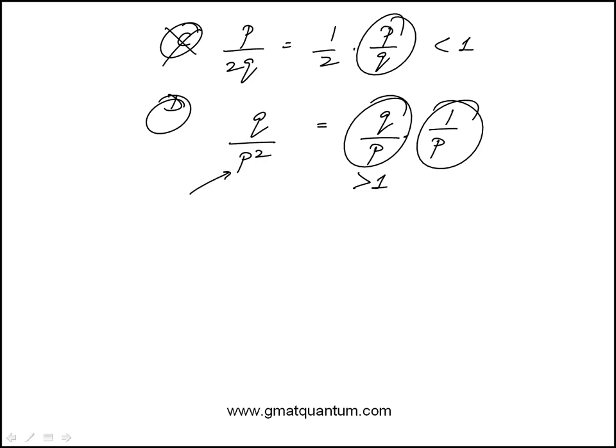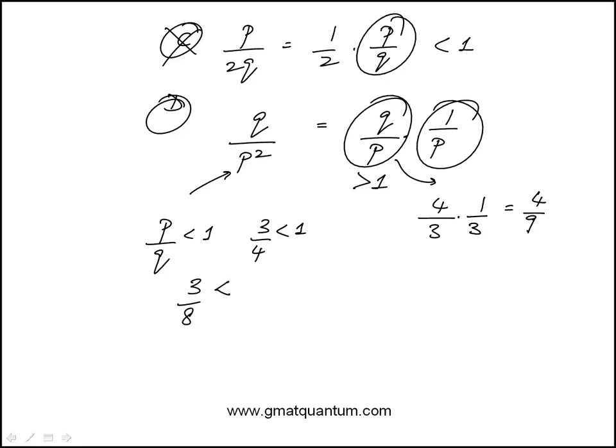So, for example, let me think of an actual example. P over Q is less than 1, so let's say it's 3/4. In that case, this would be 4/3, 1/3, 4/9. But if I said 3/8, actually, let's do 3/10. Let's say this is P over Q, which is less than 1. Then this expression would be 10 over 9, which is now greater than 1.